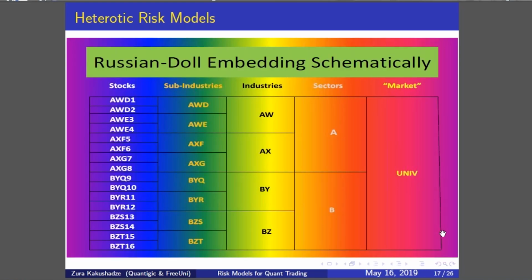So again, just as an illustration, I have schematically shown you what this heterotic Russian doll embedding looks like. You start with a bunch of stocks, you break them into sub-industries, and sub-industries are combined into industries, industries are combined into sectors, and then at the last stage, you could get all the way to the quote-unquote market, which is your entire universe. So very schematically, in a very pictorial binary manner, so to speak, this shows you what this embedding looks like.